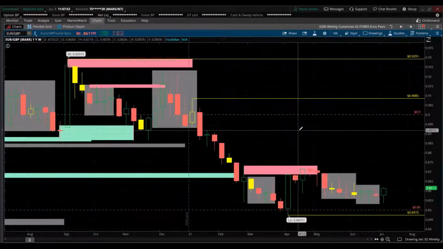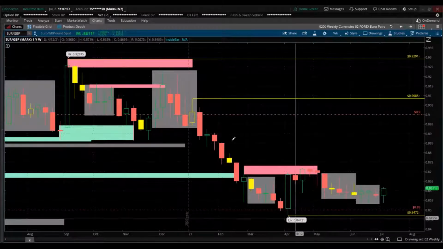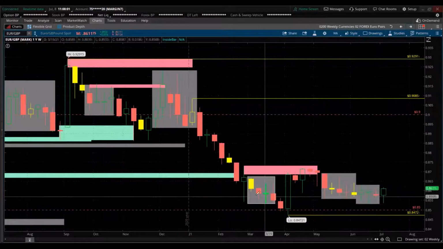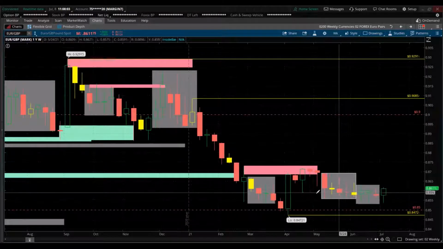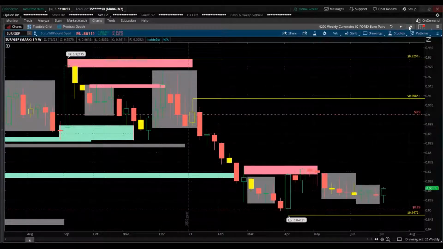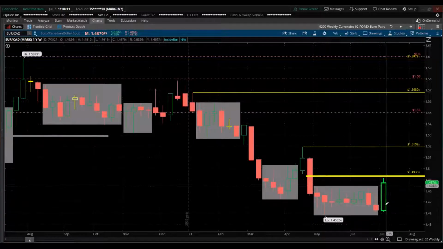The euro pound, huge consolidation. So the low for the year is here, the high for the year is here, and it's been in a consolidation for much of the year. Struggle between both of them. Balance is not trending.